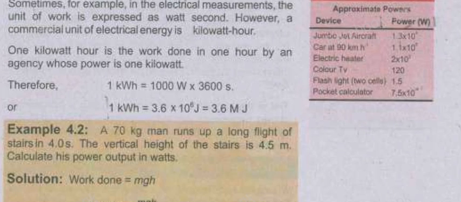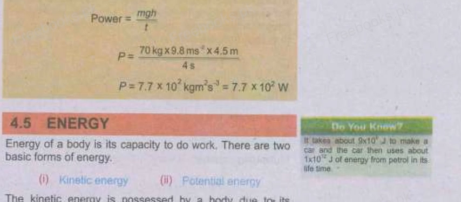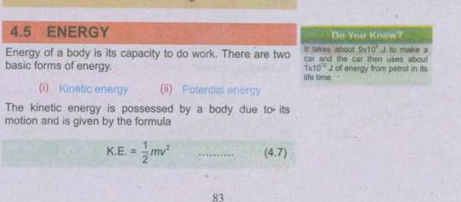So the kinetic energy is the energy of a body due to its motion, and mathematically its relation is kinetic energy is equal to half mv square. This is the relation of the kinetic energy, where m is the mass of the body and v is the velocity by which it is moving. So this is the mathematical expression for kinetic energy.